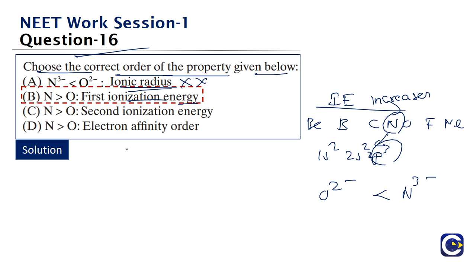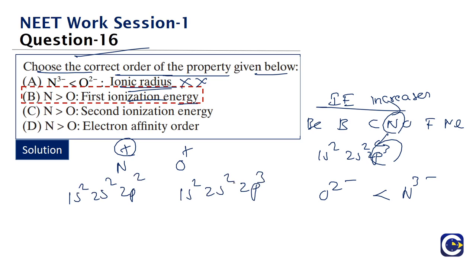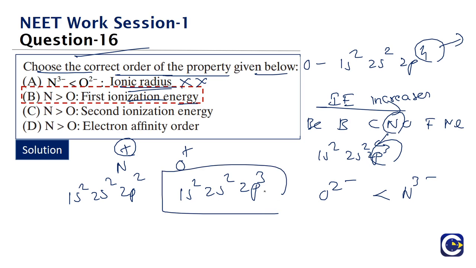See, second ionization energy means what? Already we removed one electron. Means nitrogen will be N+, oxygen it is O+. Now what is the N+ electronic arrangement? 1s2, 2s2, 2p2. What is the O+ electronic arrangement? 1s2, 2s2, 2p3. Because normal oxygen is 1s2, 2s2, 2p4. We remove one electron from the p subshell, means the arrangement becomes 1s2, 2s2, 2p3.